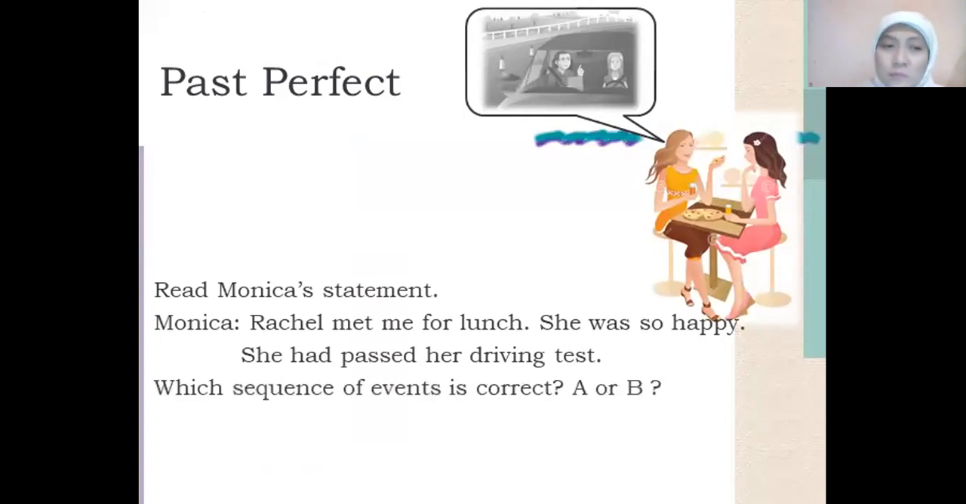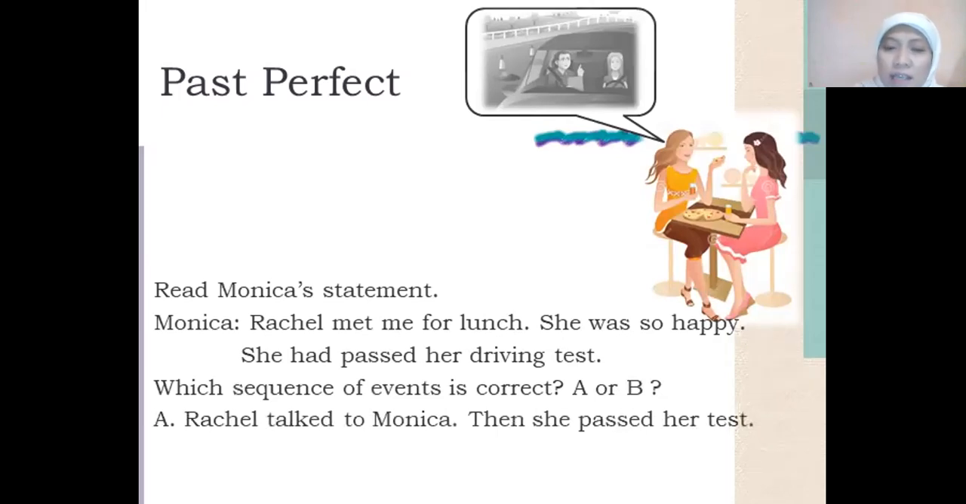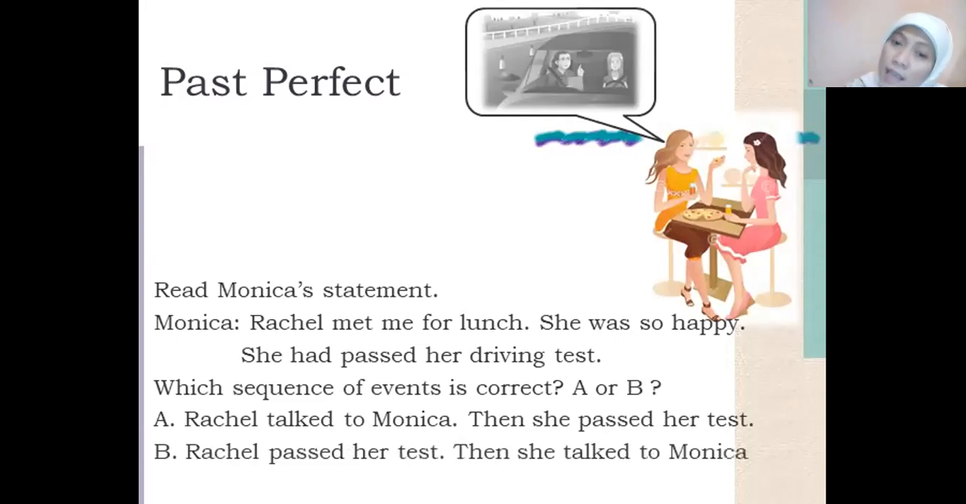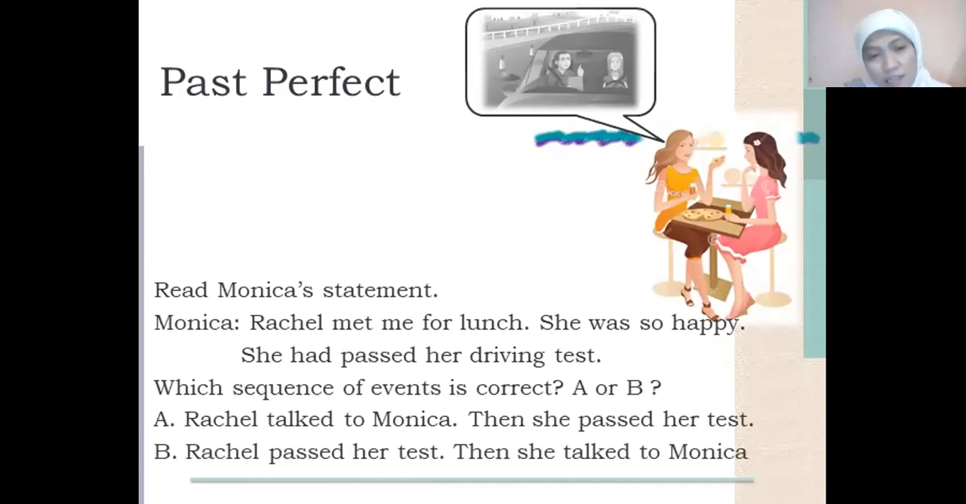So, from this statement, which sequence of event is correct? A or B? Okay, A, Rachel talked to Monica, then she passed her test. Or B, Rachel passed her test, then she talked to Monica. The correct answer is B, Rachel passed her test, then she talked to Monica. Rachel passed her test completely, maybe the day before she met Monica, before she talked to Monica.